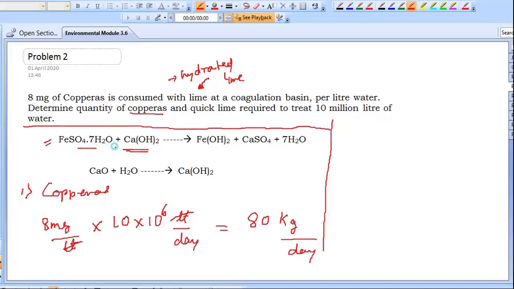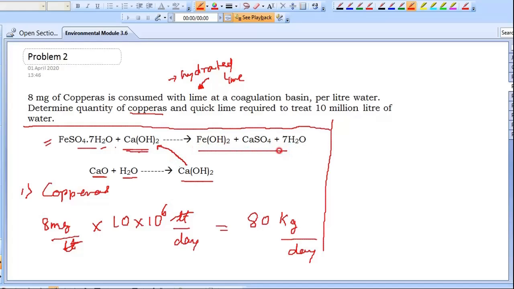Copperas is added to hydrated lime. Then why are they asking quicklime? Because they don't have this hydrated lime. When they don't have this hydrated lime, they have to produce this one. How to produce this one? By taking quicklime. Quicklime is taken and water is added, then we get hydrated lime. When we get hydrated lime, that hydrated lime reacts with the copperas. Then it will produce all these entities.